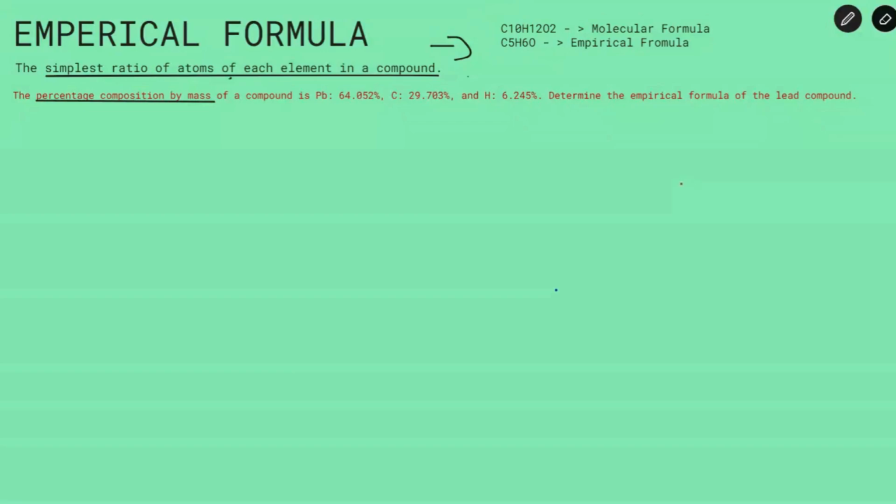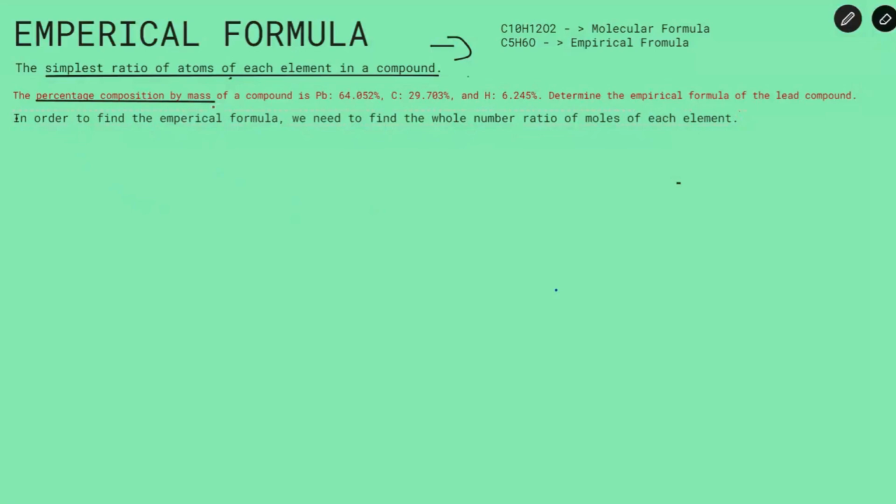Now, in order to find the empirical formula, we need the number of moles. And we know that the formula for moles is n equals m over M, where m is the mass of the element, and M is the molar mass. So, we already have the molar mass of the element. We can find the molar mass of lead, carbon, and hydrogen on the periodic table. What we don't have is the mass of the element.